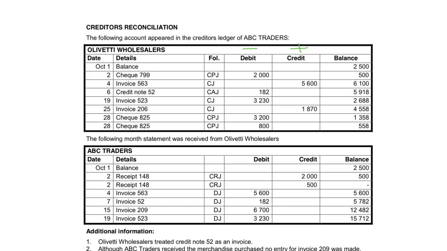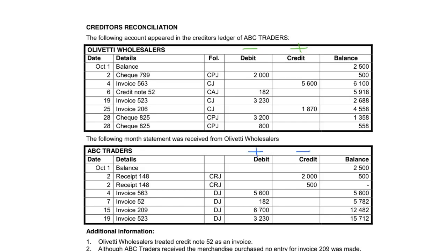If we look at the month statement that we receive from Olivetti Wholesalers, you will see that they will treat ABC Traders as a debtor because they sell goods to them. So that means they will increase the debt on the debit side and they will decrease it on the credit side.